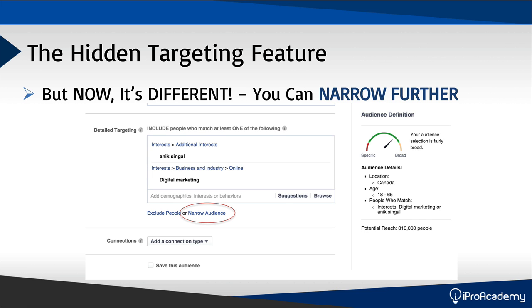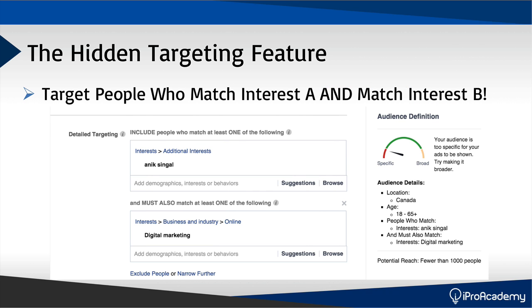But now it's different. You can actually narrow further. There's a specific button, or a link I should say, right under the targeting that says narrow audience. What this does is that you are now given the ability to target people who match interest A and match interest B. There's no more or. Alright, so in this case, basically what this will allow you to do is that you can actually go after Onyx and Gall, and specifically people who like Onyx and Gall and like digital marketing.